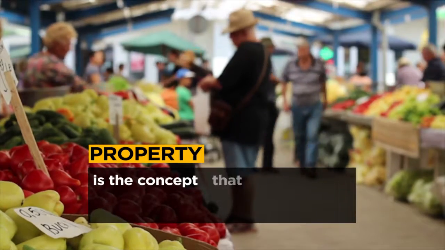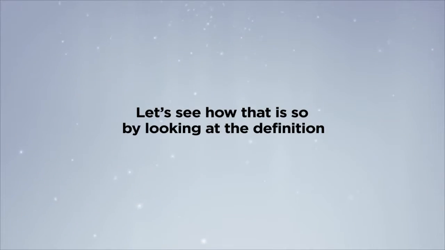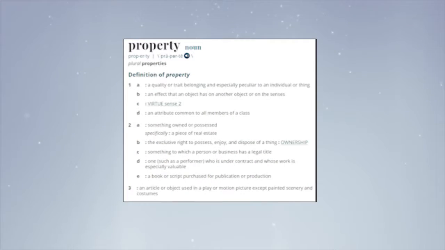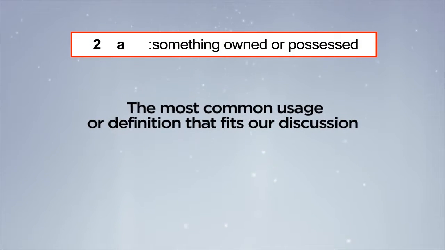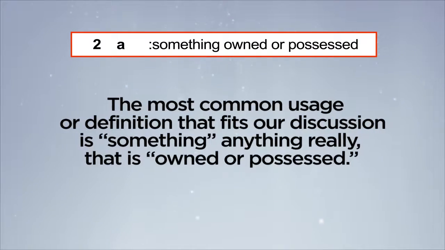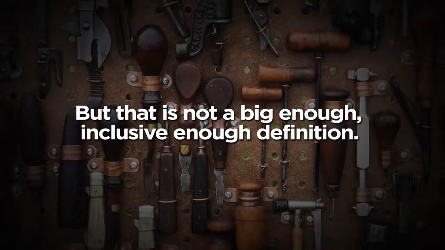Property is the concept that is at the core of all interactions between people and all of society. Let's see how that is so by looking at the definition of property from Merriam-Webster. The most common usage or definition that fits our discussion is something, anything really, that is owned or possessed. But that is not a big enough, inclusive enough definition.